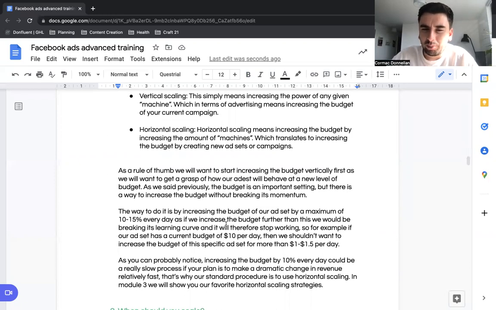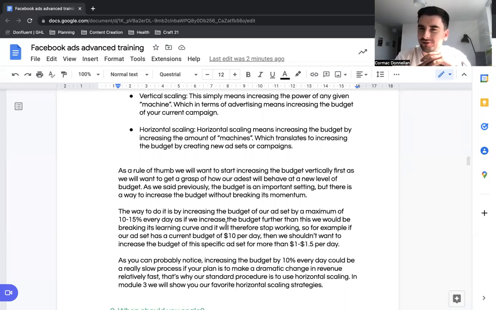The way to do it is by increasing the budget of our ad set by a maximum of 10 to 15% every day. If we increase the budget further, then this would be breaking its learning curve and it would therefore stop working. So for example, if our ad set has a current budget of $10 a day, then we shouldn't increase the budget of the specific ad set by more than $1 to $1.50 per day.